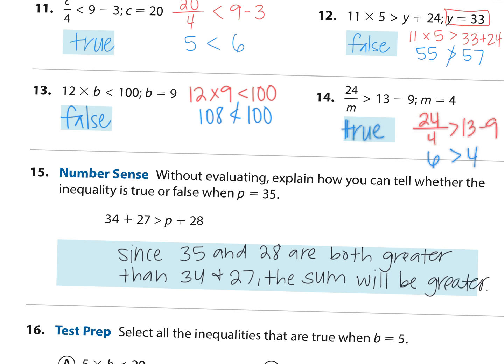If both of my add-ins, the numbers that are being added together, those are called add-ins, if both of my add-ins are greater than the other two add-ins, that means the sum will also be greater. So I would know that this would be false, just based on that.